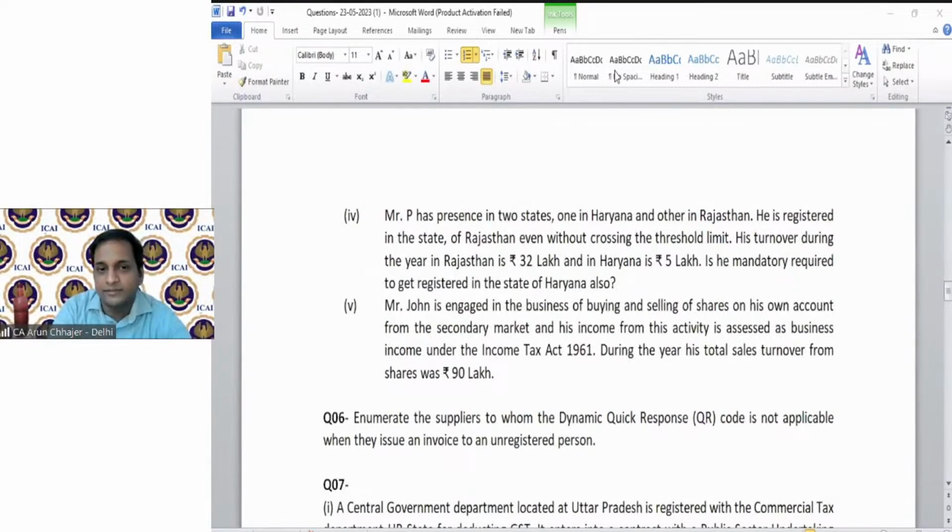Mr. P has presence in two states, one in Haryana, one in Rajasthan. He is registered in Rajasthan even without crossing the threshold limit. His turnover in Rajasthan is 32 lakhs and his turnover in Haryana is 5 lakhs. So if I make the total, 32 plus 5, it is 37, which is below 40.